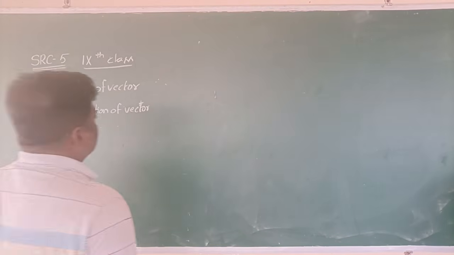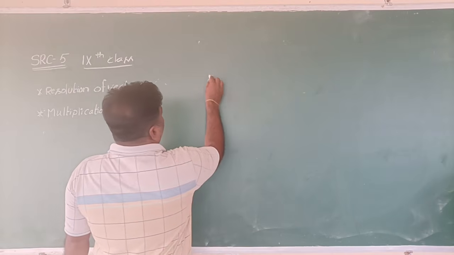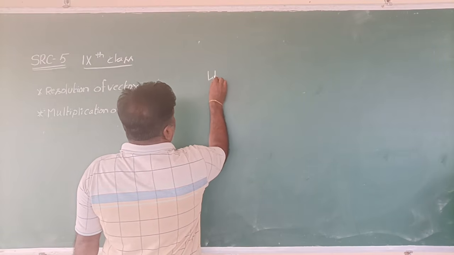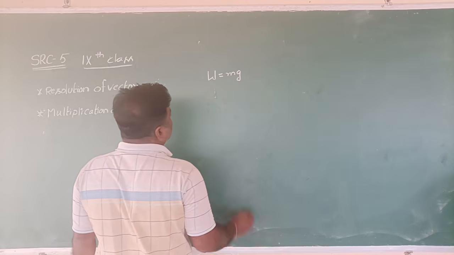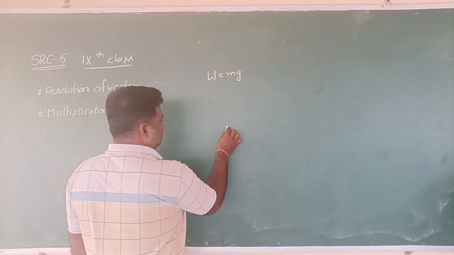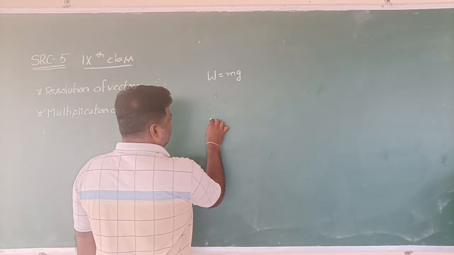Students, weight is a vector physical quantity. W is equal to mg. How is it resolved into components? In today's class, you will get an idea on this one.